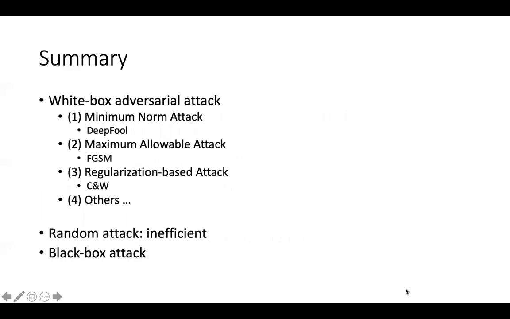So finally, let me summarize what I have presented so far. Firstly, I discussed three formulations of white box attack and introduced DeepFool, FGSM, and C&W methods. Secondly, I proved why random attack is inefficient. Lastly, I briefly introduced black box attack.